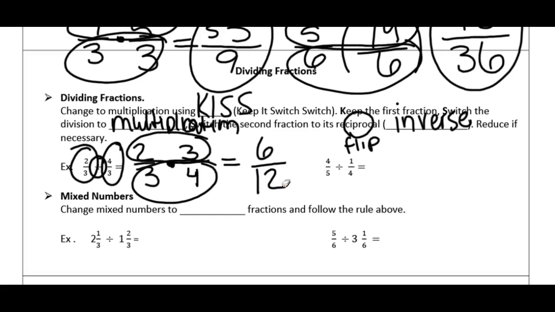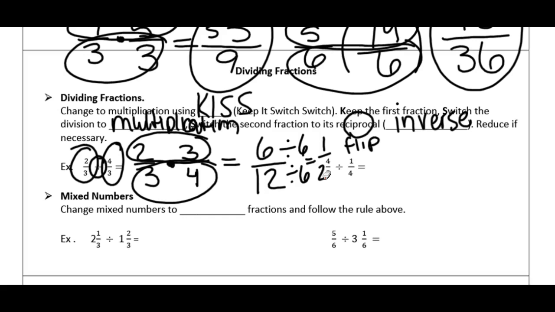And I think about, are there any numbers that can go into both 6 and 12? And 6 goes into both of those. So I get 1/2. Could have also, or may have also noticed 3 went into both, or 2 went into both. But then you would have to do 2 reducings.